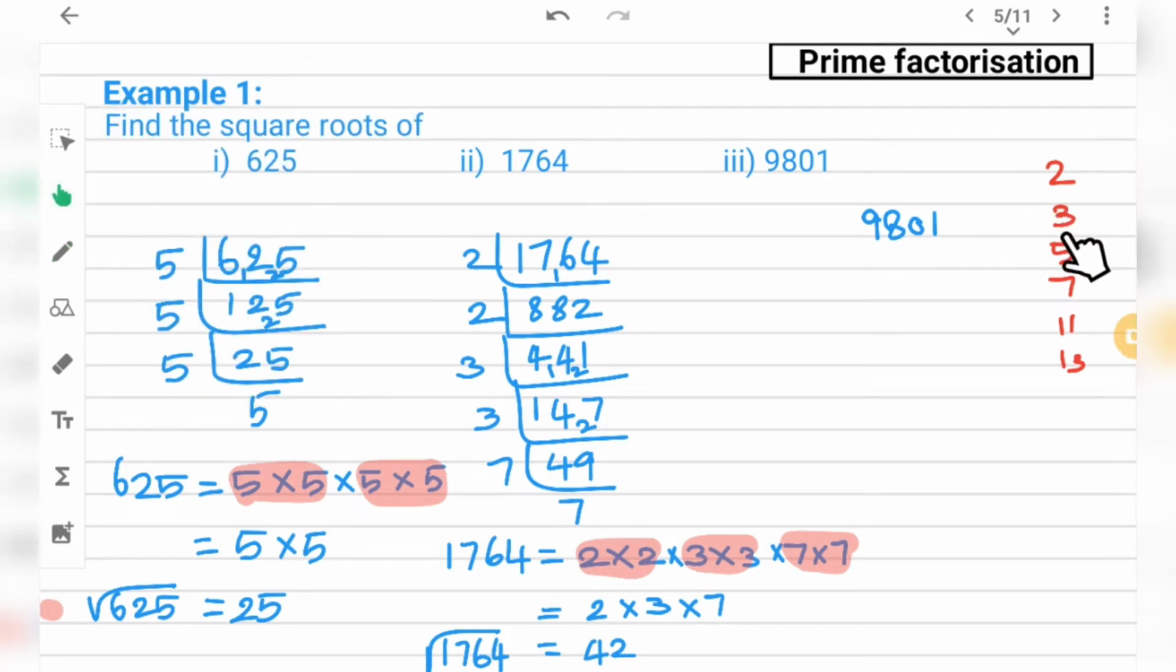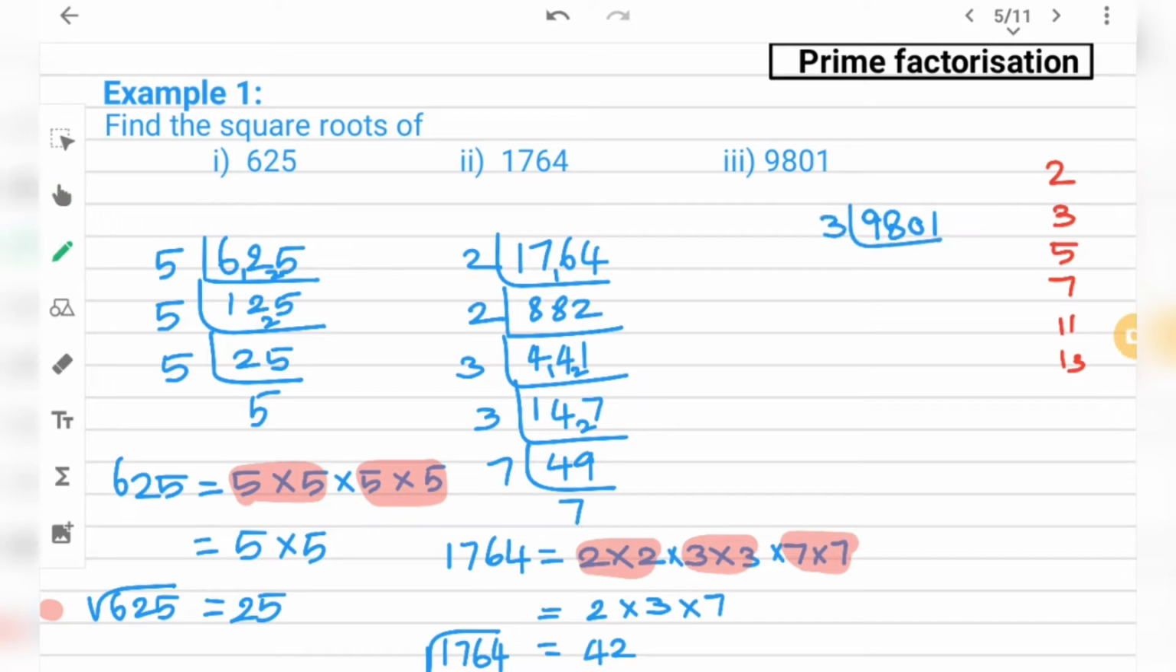Now, shall I divide it by 3? Yes. I am going to check whether it is divisible by 3. 9 plus 8 is 17. 17 plus 1 is 18. If you add 1 and 8, you will get 9. So, it is possible for me to divide it by 3.